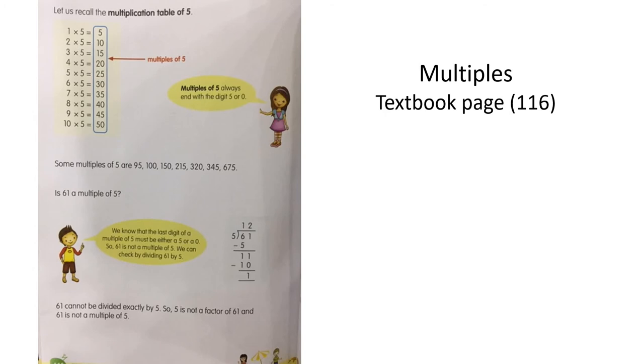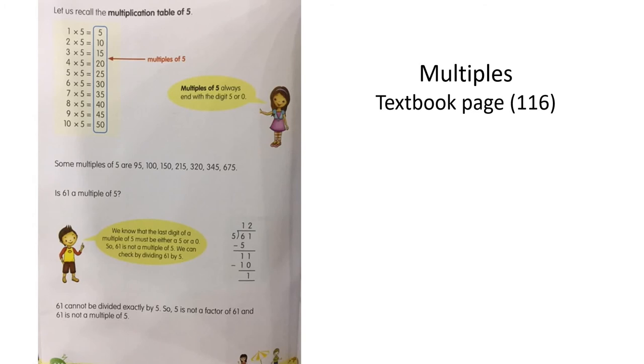Do you know something about these numbers? 5, 10, 15, 20, 25, 30, 35, 40, 45. Some multiples are like these numbers. If they exceed 50, how can I tell? The multiples of 5 always end with the digit 5 or 0. Excellent. So the number should end with 5 or 0. So I can call this number a multiple of 5.